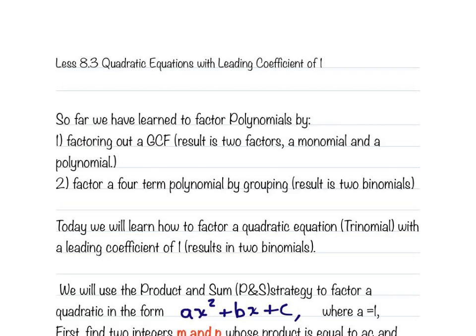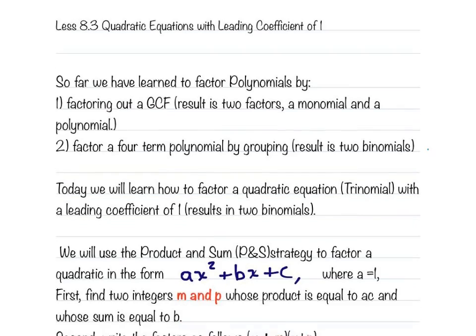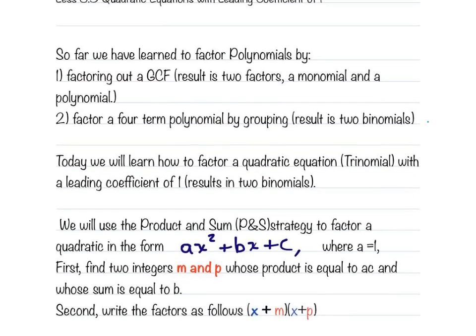This technique will result in two factors, a monomial and a polynomial. And then number 2, we factor out a 4-term polynomial by using the grouping strategy. And the result there is 2 binomials. Today we will learn how to factor a quadratic equation, a trinomial, with a leading coefficient of 1. And this will result in 2 binomials.